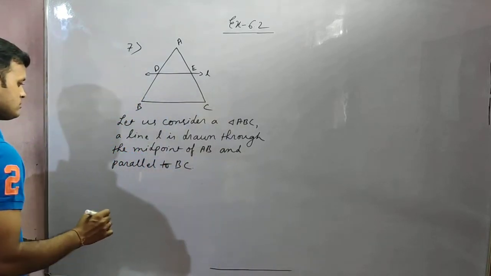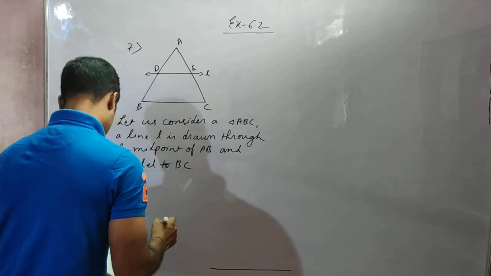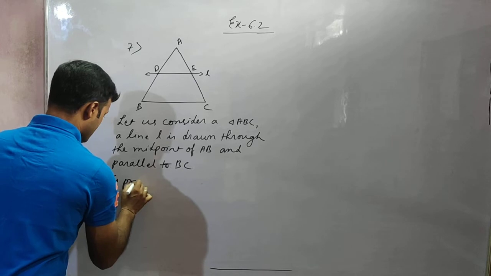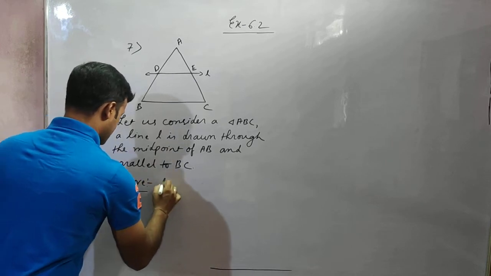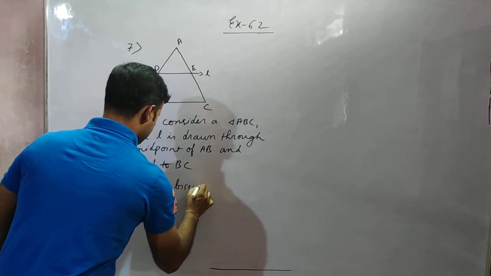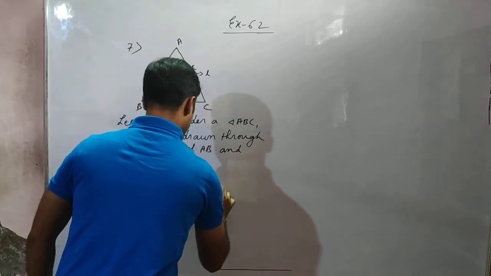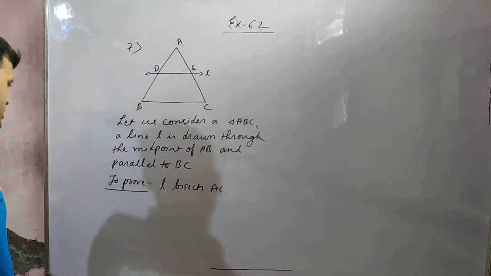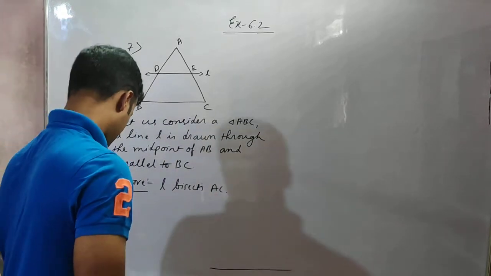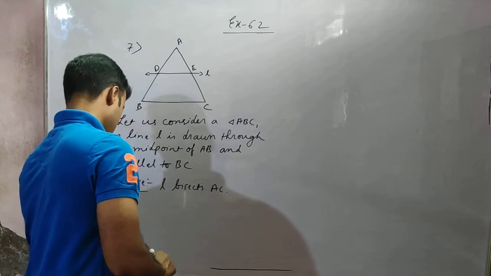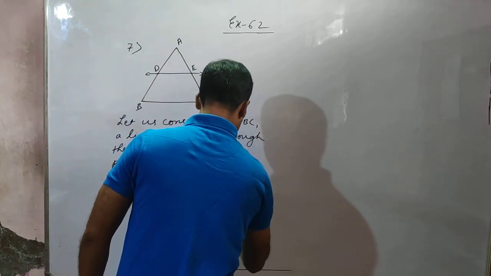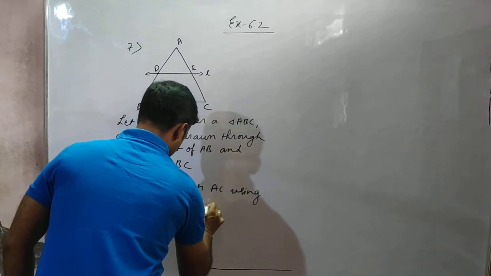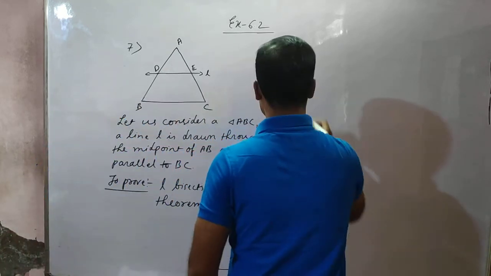So to prove L bisects AC. Okay, so very easy sum. So L, using theorem 6.1. Okay, so prove.